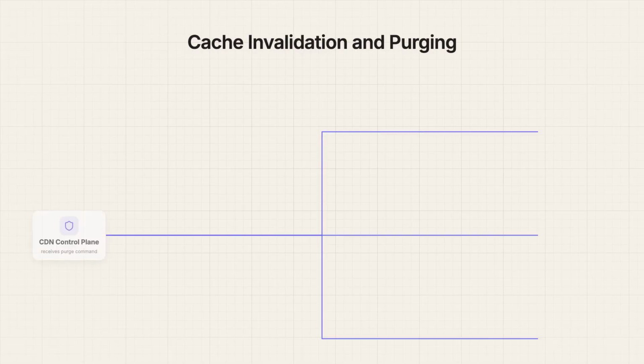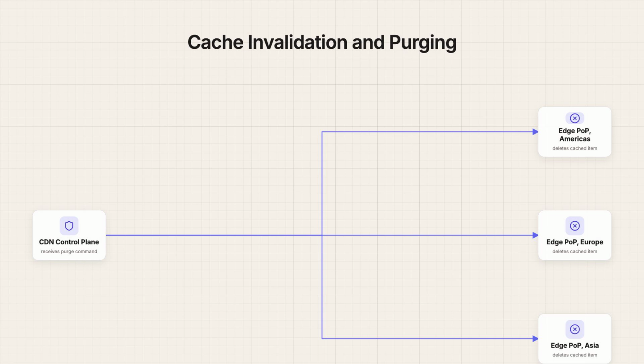When you deploy a new version of a file before its TTL expires, old cached copies are still being served. Purging is the fix. You send a purge command through the CDN API, and the control plane fans out instructions to every POP to delete the matching cached entry. The next request at each edge triggers a fresh fetch from origin, ensuring users get the updated file immediately.